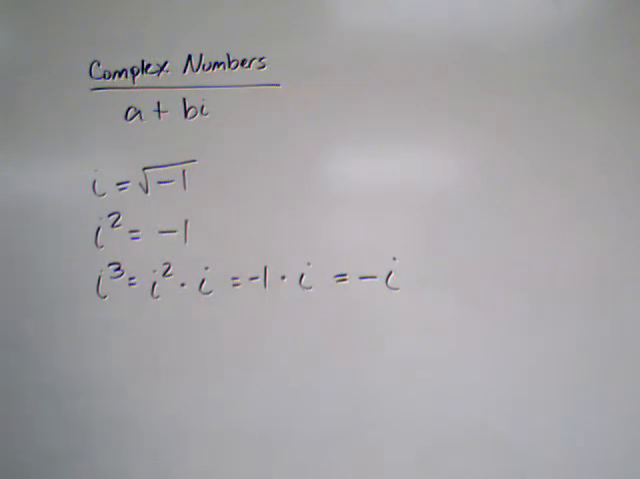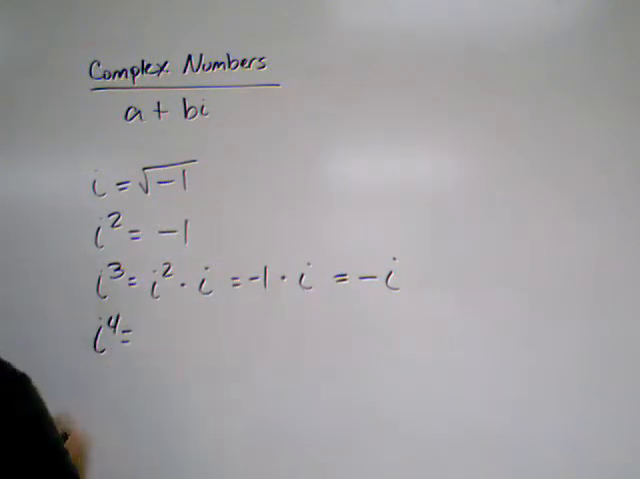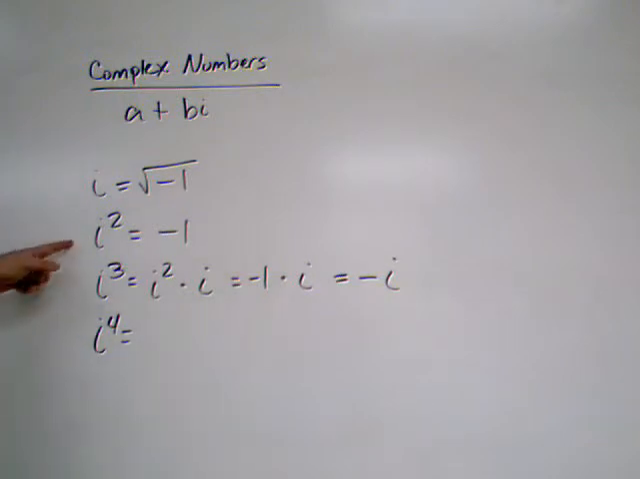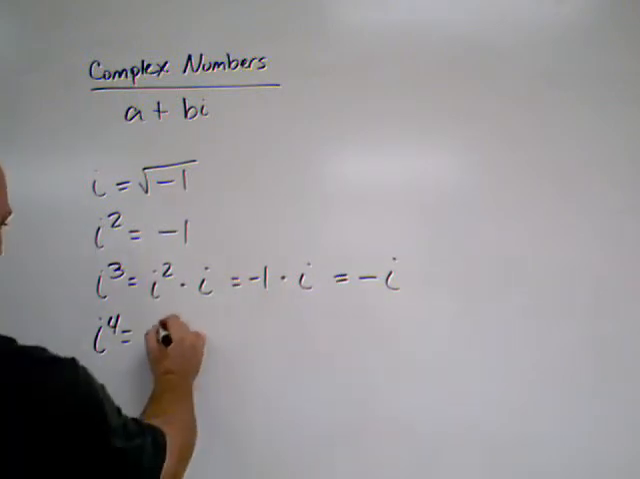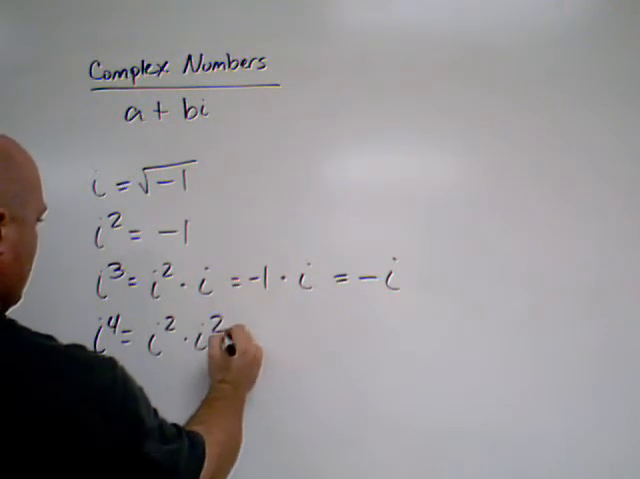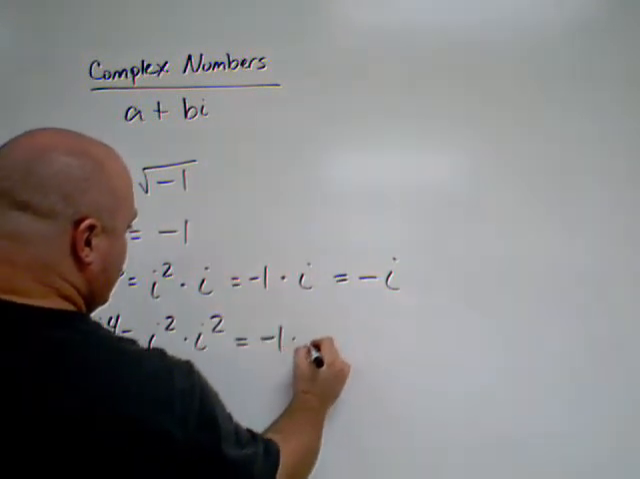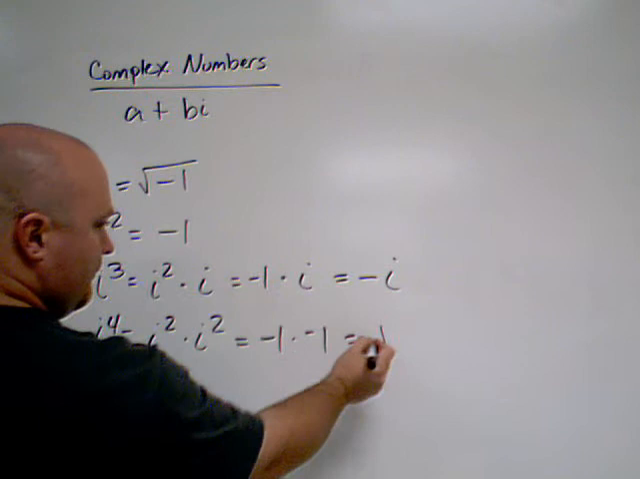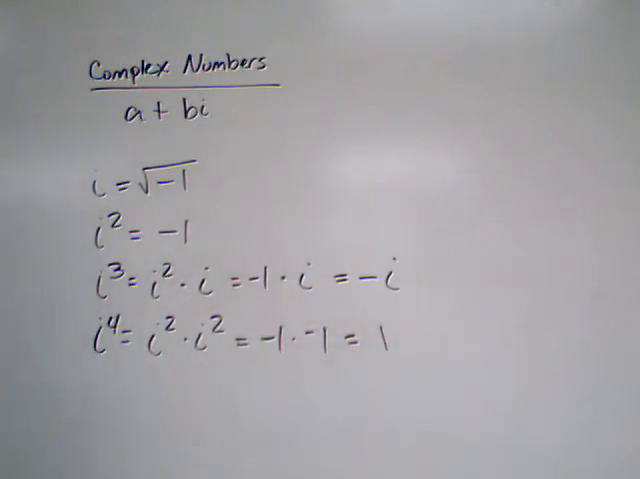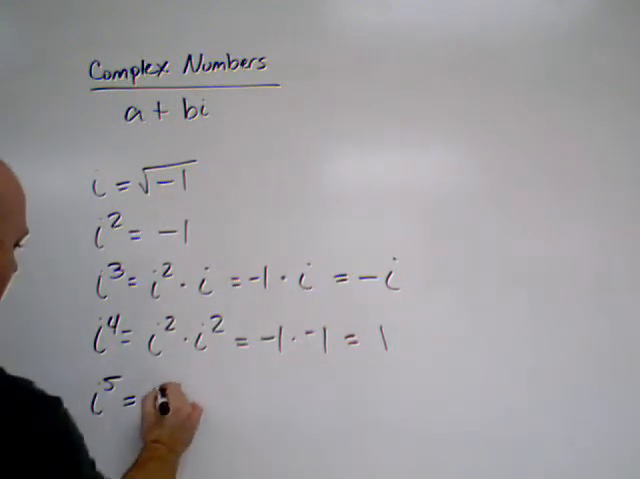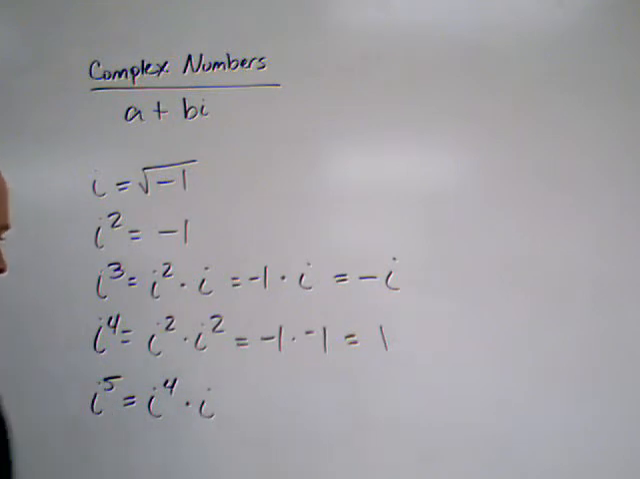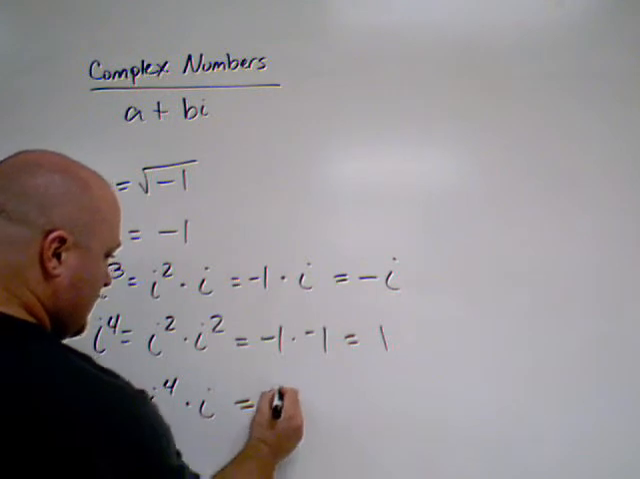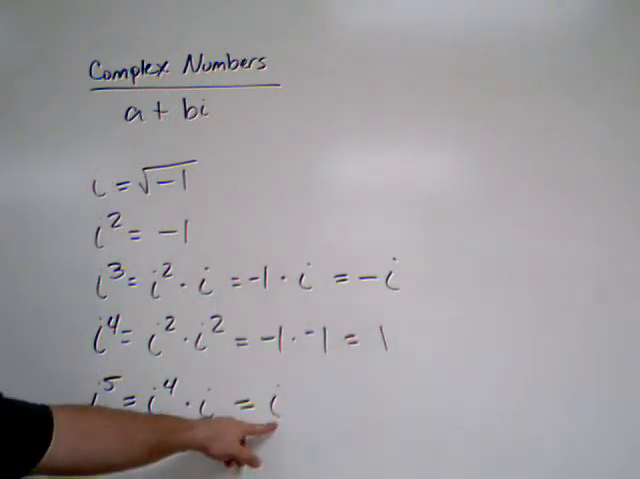Now i to the 4th is the same thing as saying i squared times i squared. So that's -1 times -1, and -1 squared is +1. Now what about i to the 5th? Same thing as saying i to the 4th times i. Well, i to the 4th is 1, so 1 times i is just i. As you can see, the pattern starts over.